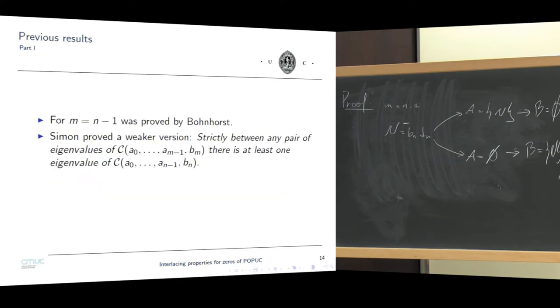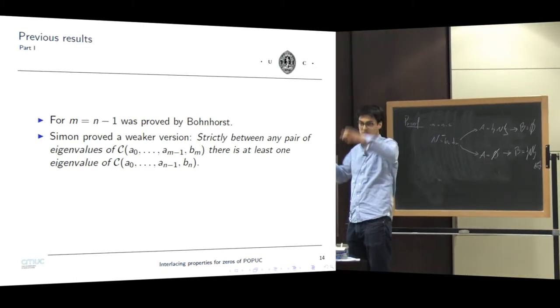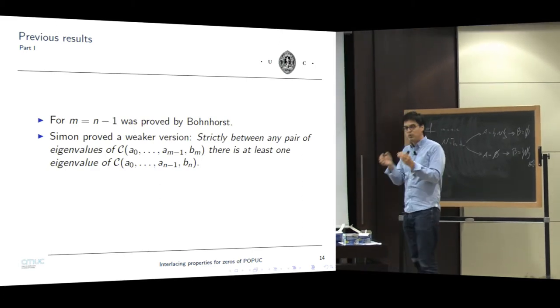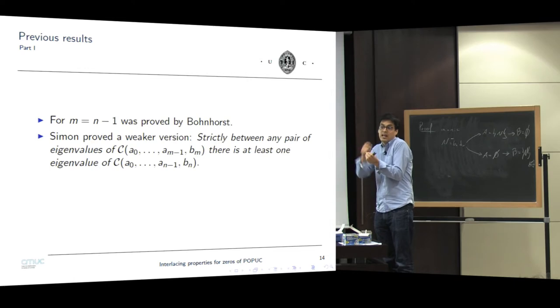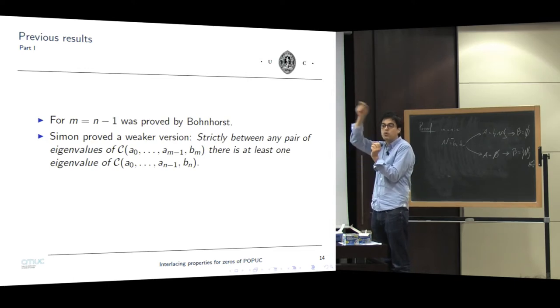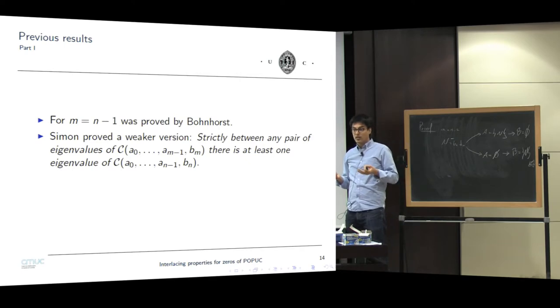was proved in general. So, as I previously commented, Bonhoeffer proved this case, and it was also reproved by Simon, but Simon also proved a weak version of the previous results. He proved that between two eigenvalues of the small matrix, there is at most one eigenvalue of the big one. But the hard question is, which are the common eigenvalues between these two matrices?